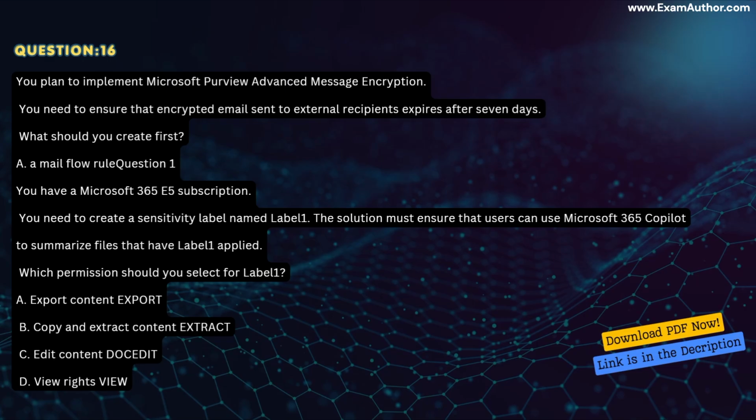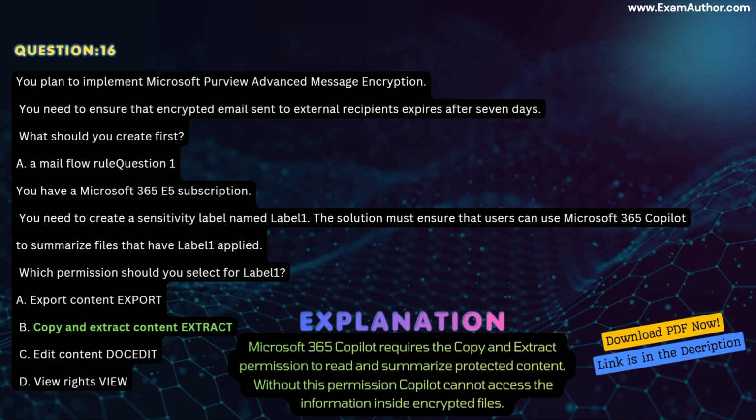D. View rights view. The correct answer is B. Copy and extract content extract. Explanation. Microsoft 365 Copilot requires the copy and extract permission to read and summarize protected content. Without this permission, Copilot cannot access the information inside encrypted files.